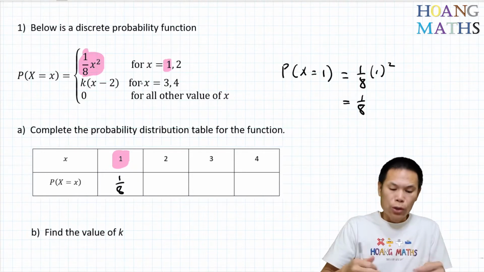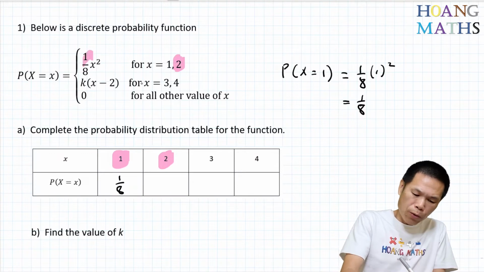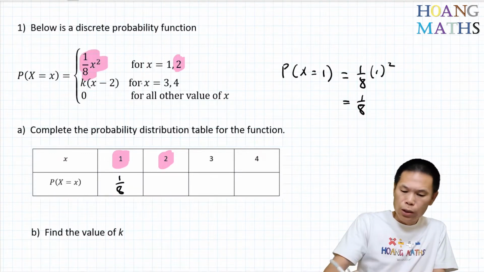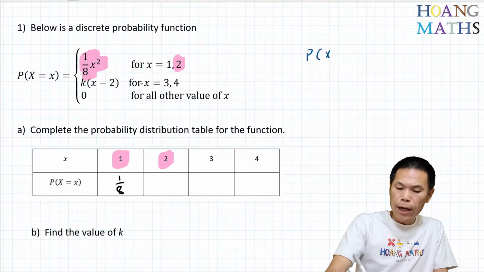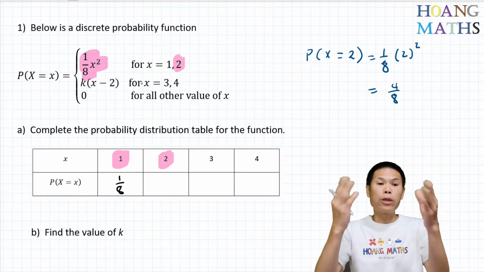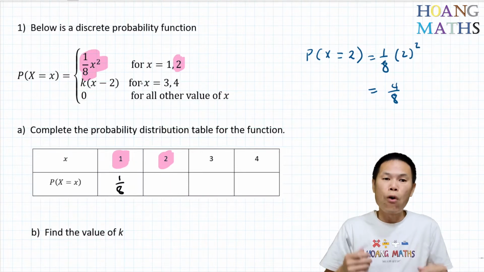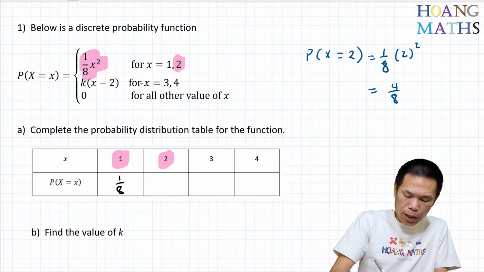So when x is equal to 2, it's also in this function. So p of x equals 2 becomes 1/8 of 2 squared. We know that 2 squared is 4, and 4 times 1/8 is 4 over 8. Otherwise, just put that in a calculator and you can simplify. It's a half. But let me just write 4/8 for now.